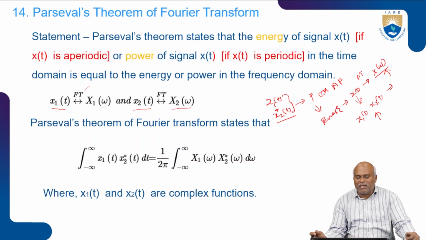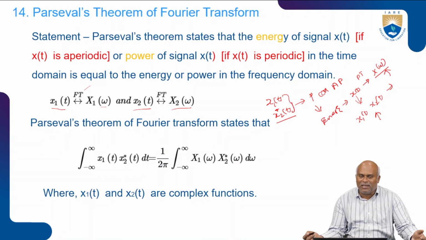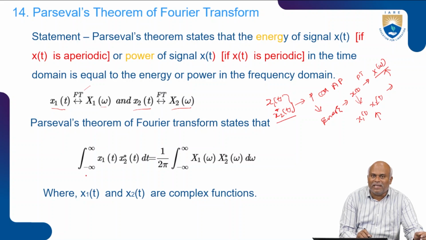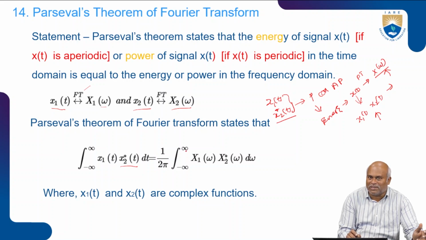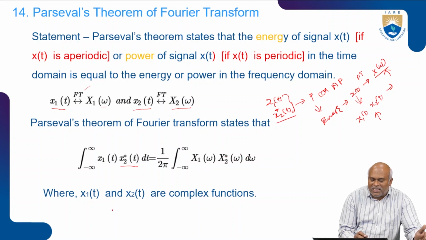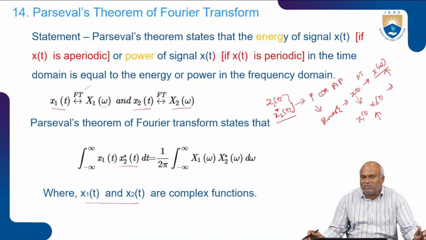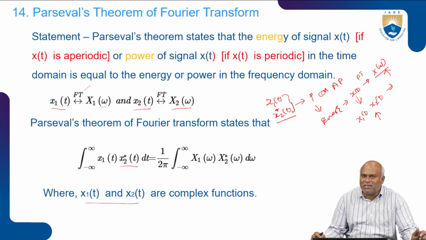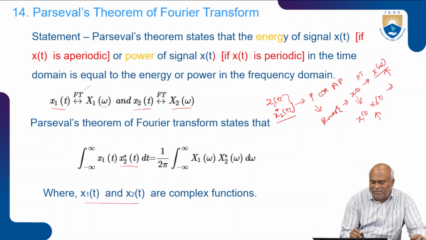Now the Parseval theorem statement: the integration from minus infinity to plus infinity of x1 of t times the complex conjugate of x2 of t, with respect to dt, is equal to 1 by 2 pi times the integration from minus infinity to plus infinity of x1 of omega times x2 star of omega, d omega. Here x1 of t and x2 of t are complex functions.